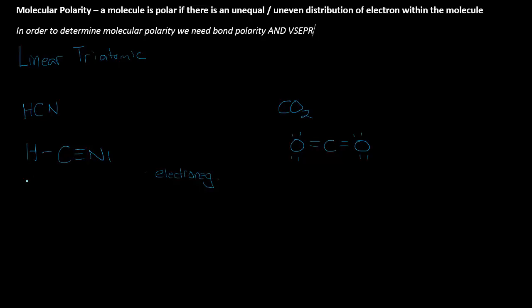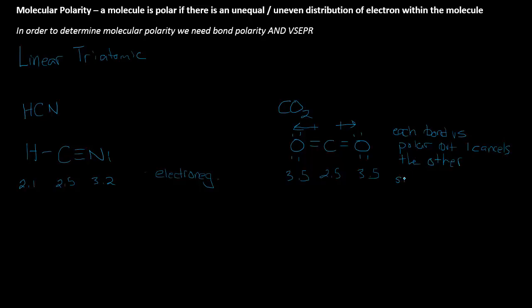Hydrogen's value is 2.1, carbon is about 2.5, nitrogen is about 3.2, oxygen is 3.5, while carbon is 2.5. Now, I can go around and assign polarity arrows to each of the bonds, and I can say, okay, both the carbon-oxygen bonds are polar, but they're polar in equal yet opposite directions. So effectively, the polarities cancel each other out. I could also say carbon dioxide is a perfectly symmetrical molecule. It's nonpolar. There's an equal distribution of electrons throughout the molecule.